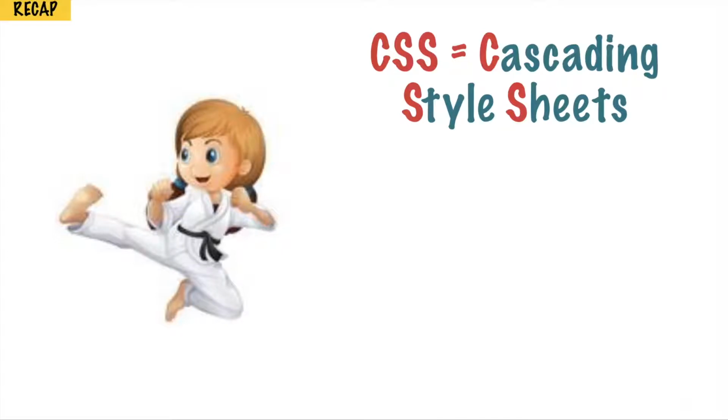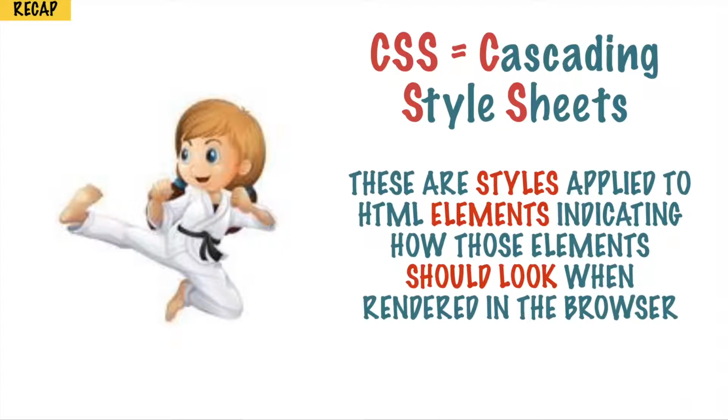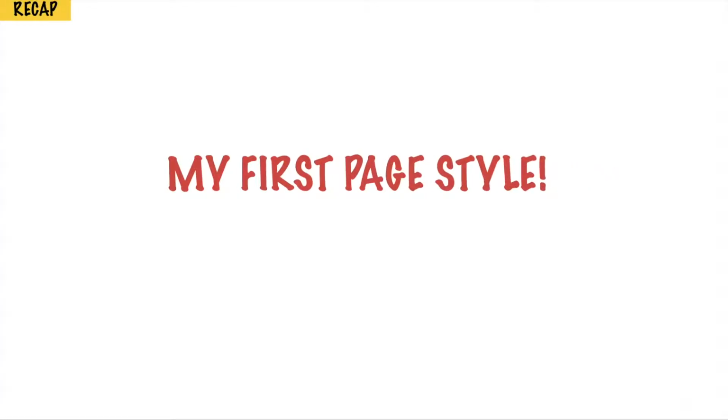Remember that a style is little more than a rule. It's a rule which dictates how an HTML element should look when rendered in the browser. The Cascading Stylesheet language allows us to specify these rules in a relatively easy and extensible manner. We had also created our first page style. This was in example 2.